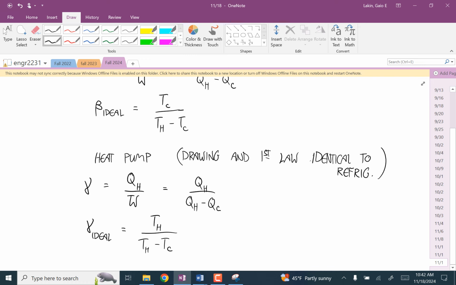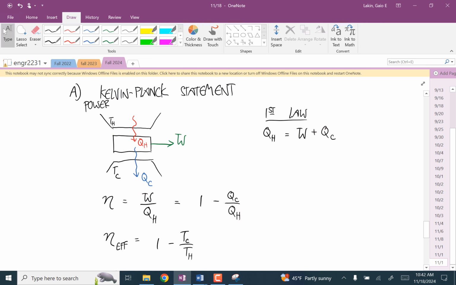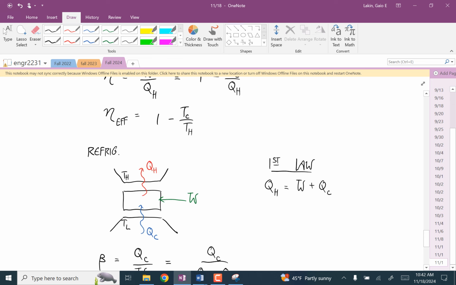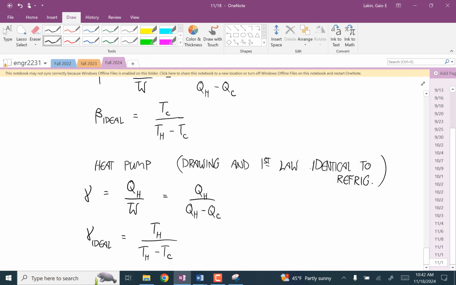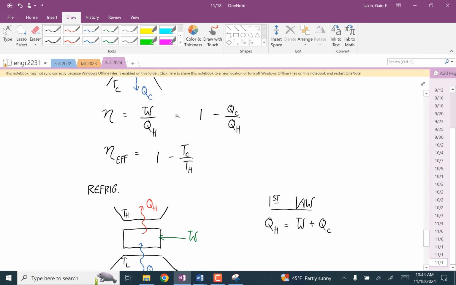So for ideal performance or the coefficients, and the actual performance, does it not go over or under? The actual performance is always under the ideal, yeah. For the power cycle, you can never get to 1 for these. For these other ones, you can go over 1. That's why they're not called efficiencies. But the ideal is always higher than actual. Okay, and then, so this was part A.